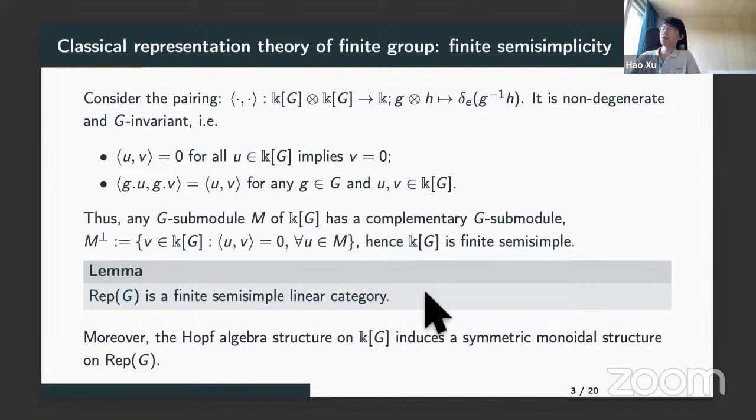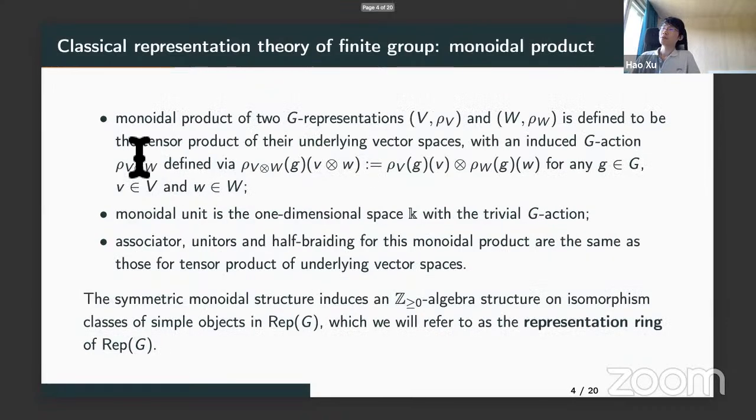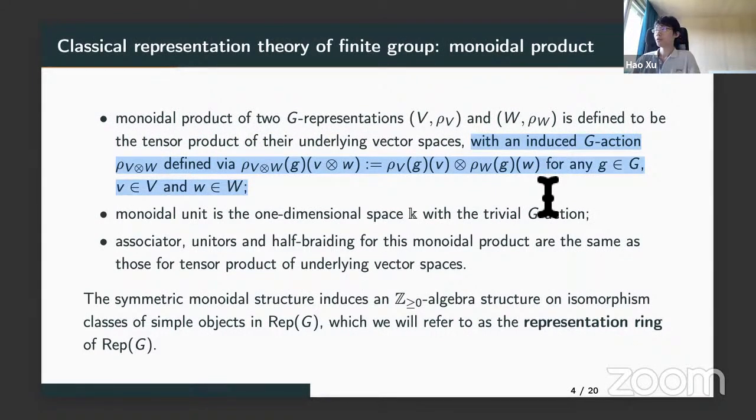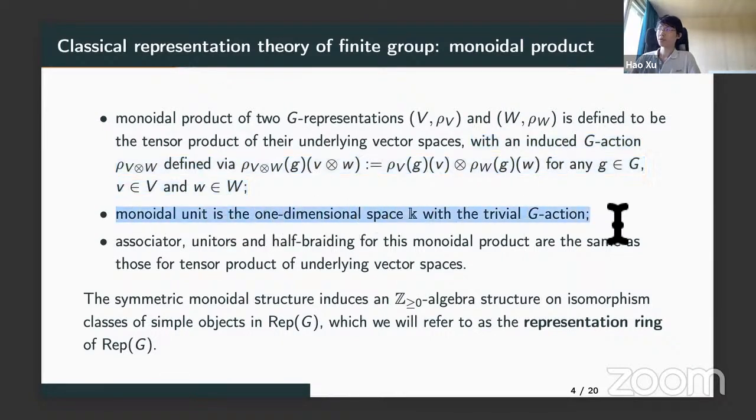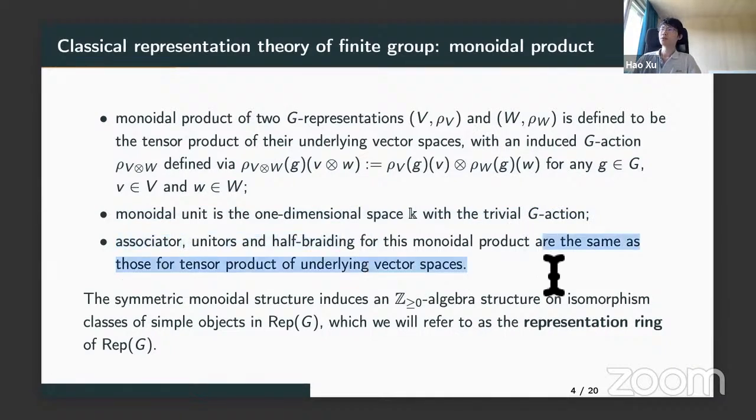Moreover, we have an additional symmetric monoidal structure on Rep G induced by the Hopf algebra structure on KG we defined. So in detail, the monoidal product of two representations is defined to be the tensor product of their underlying vector spaces with an induced G action, which exactly corresponds to the coproduct on KG. And the monoidal unit is given by the one-dimensional space K with trivial G action. And finally, the associator, unitors and half braiding are just the same as those for the tensor product of vector spaces.